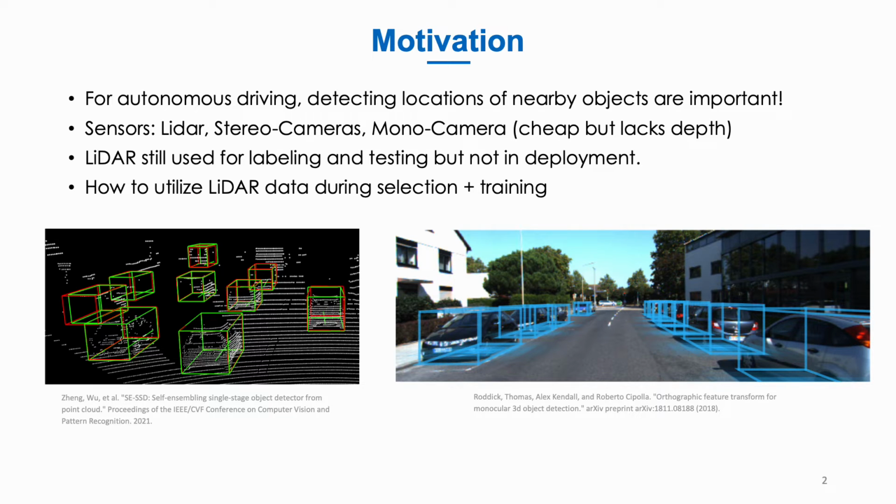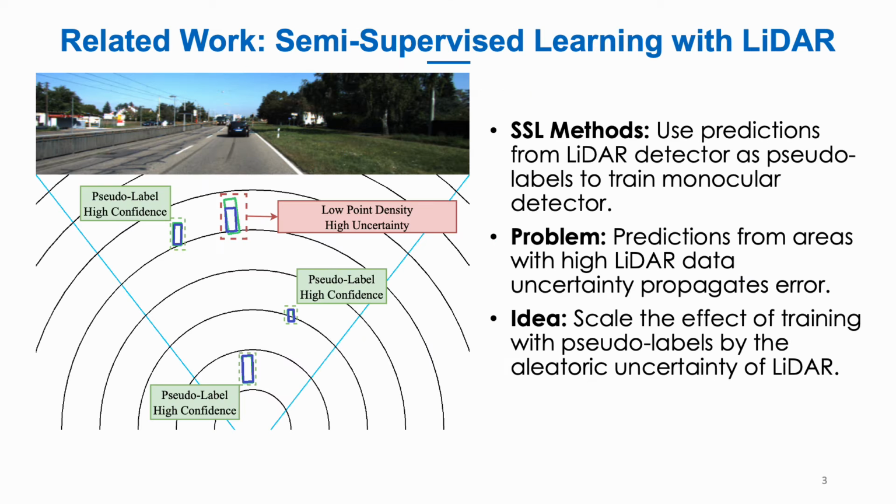But LiDAR is also widely used during testing and for labeling purposes when you want to label the 3D boxes in the 3D space. So therefore, we assume that we have access to LiDAR during training and the preparation period, but during deployment we only use the monocular camera. So the question arises of how to utilize the LiDAR data during both the data selection but also the training of the monocular camera.